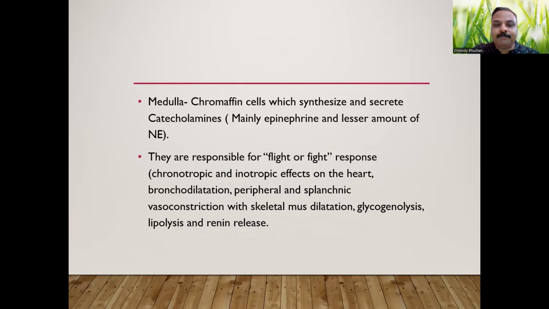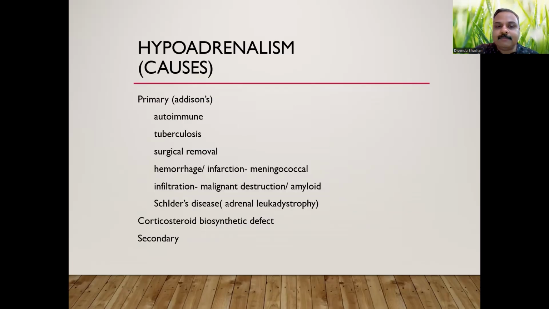in exchange for potassium. Medulla has chromaffin cells which synthesize and secrete catecholamines, mainly epinephrine and a lesser amount of norepinephrine. They are responsible for the fight or flight response: chronotropic and inotropic effects on the heart, bronchodilation, peripheral and splanchnic vasoconstriction with skeletal muscle vasodilatation, glycogenolysis and lipolysis, and renin.